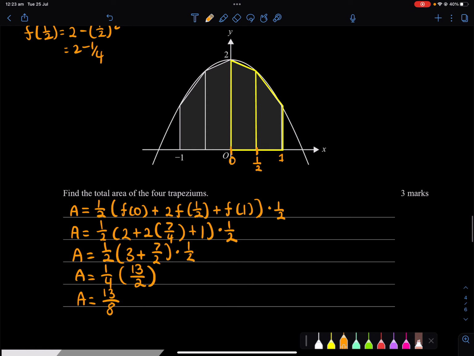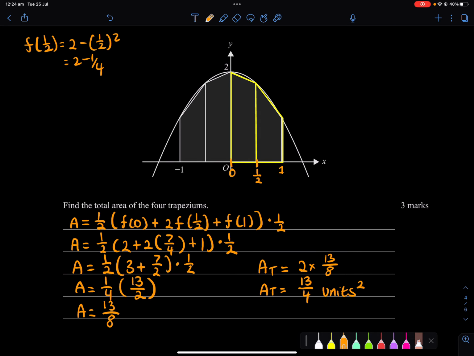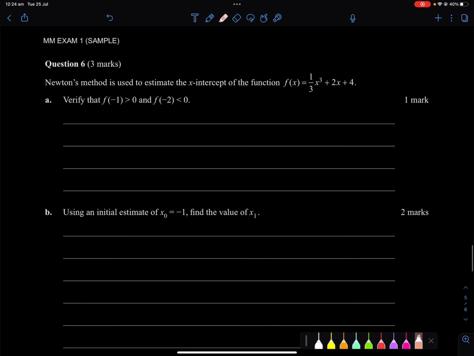So that's the area of the two trapeziums here. Now we're going to have to double them. So your total area is actually equal to 2 times your 13 over 8, which is 13 over 4 units squared. Okay, this is your final answer, so I'm just going to highlight it over here. Hope that's right. Okay, next question.